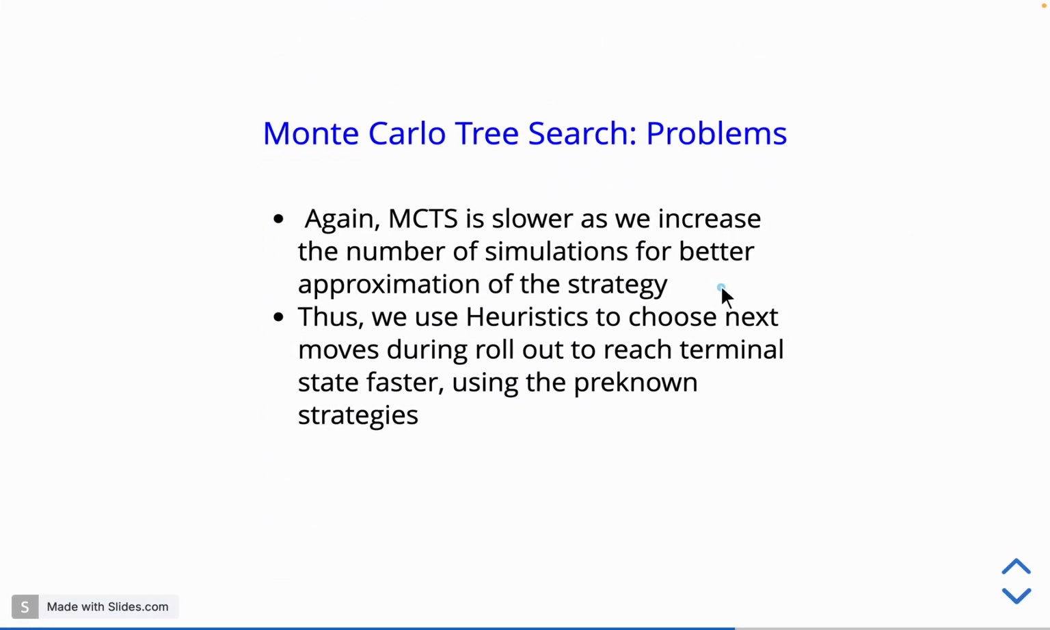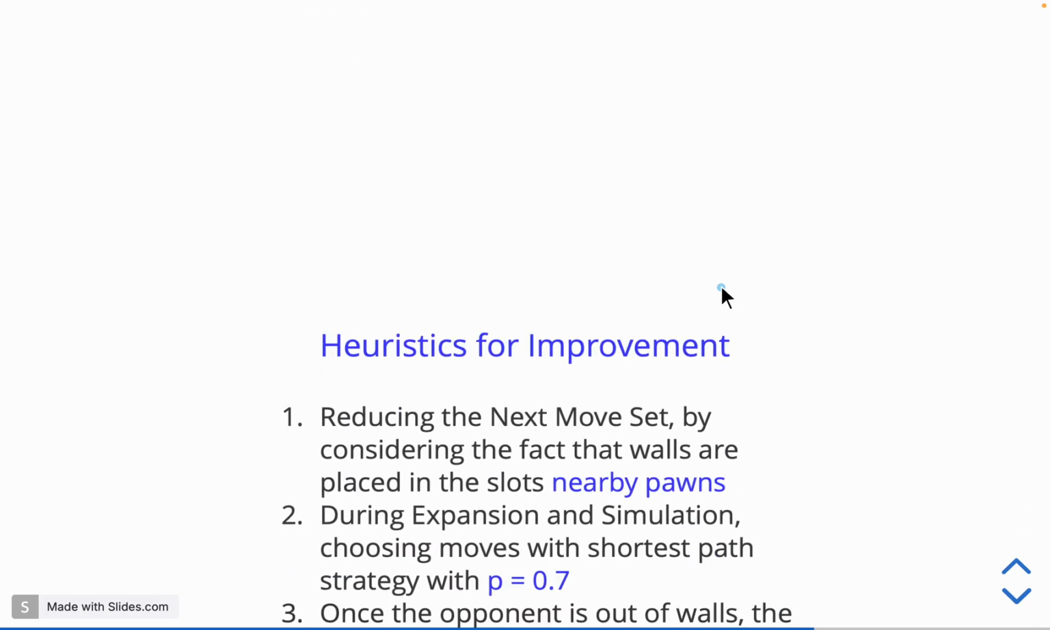So what are the problems associated with Monte Carlo tree search? Again, MCTS is slower as we increase the number of simulations for better approximation of the strategy; the computational complexity increases. So we introduce heuristics into the algorithm that help to reach terminal state faster using the pre-known strategies that we know for Quoridor.